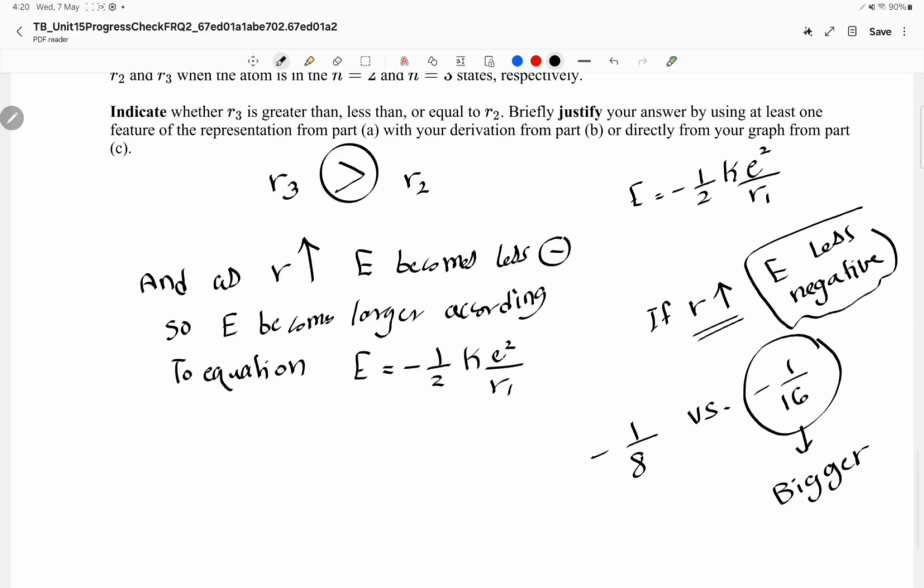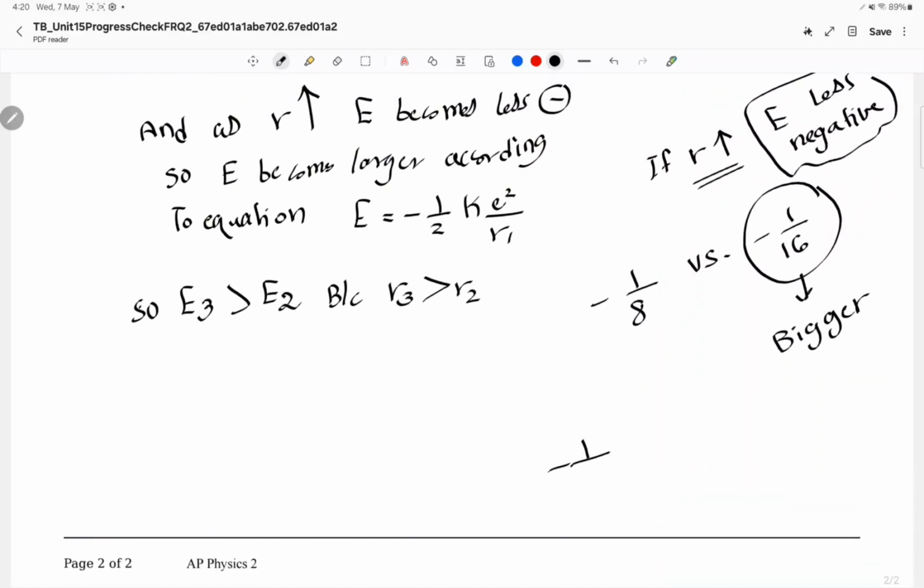Okay, so which one is going to have more energy, at the third radius or the second radius? Third being bigger, radius wise. So energy at the third radius is more than energy at the second radius, because as we said, r3 is bigger than r2. And the bigger the r, the E becomes less negative, right?